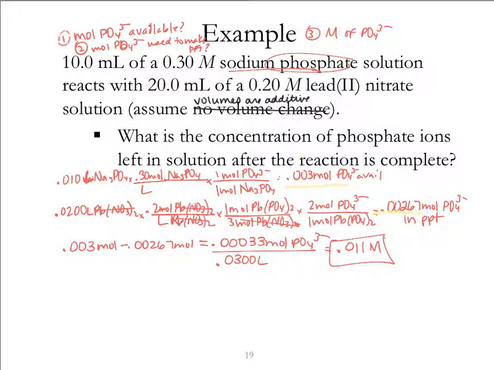I think that's the toughest part of this question, is figuring out how much is left over, but it's a pretty standard process of figuring out how many of those ions were available at the beginning of the process, how many of those ions were used to make up the precipitate during the process, find the difference between that, and calculate the concentration.